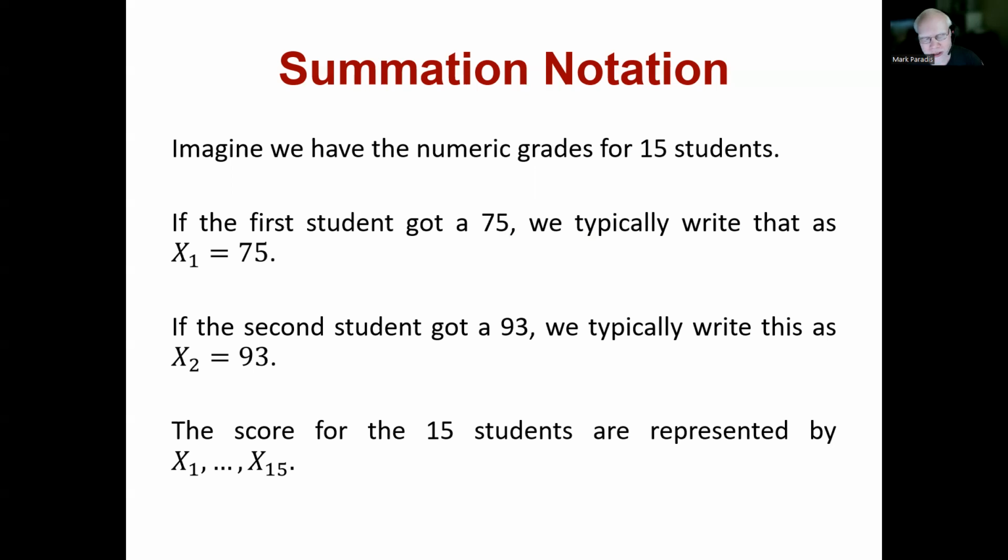So that's just if you start seeing X3, that means we're talking about the third observation. If you see X7, that means we're talking about the seventh observation. And then you could look through your list of observations and grab that particular one.